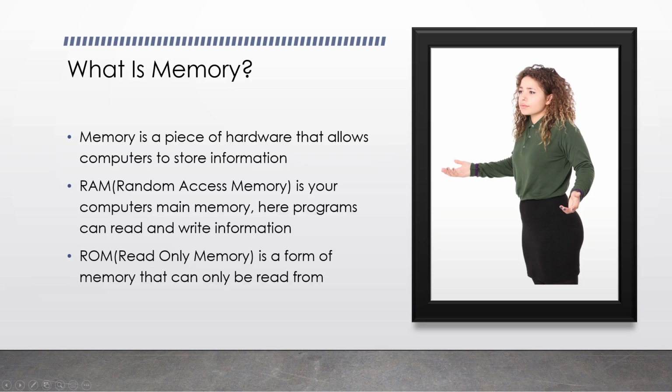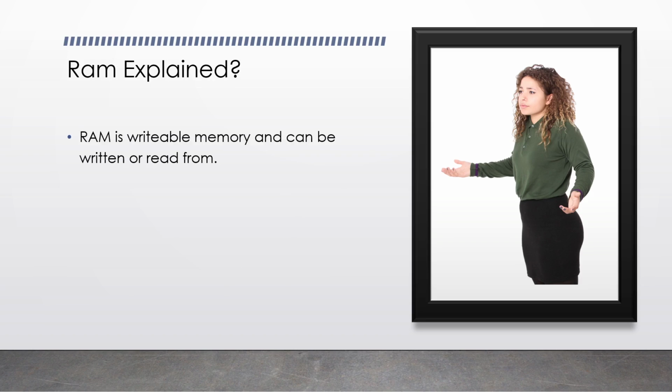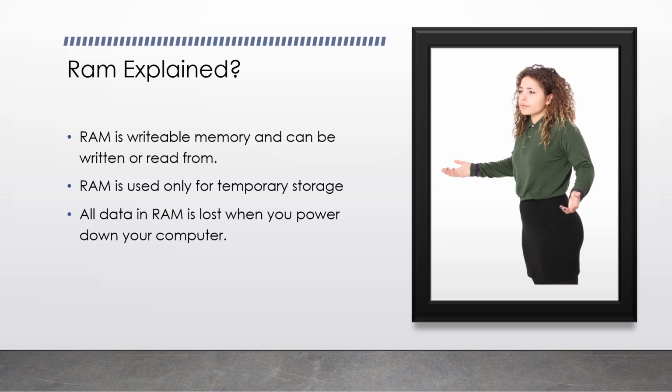Read-only memory is a form of memory that can only be read from. We will now discuss the differences between the two. So RAM is a writable memory and can be written or read from. RAM is only used for temporary storage, and all data in RAM is lost when you power down your computer.